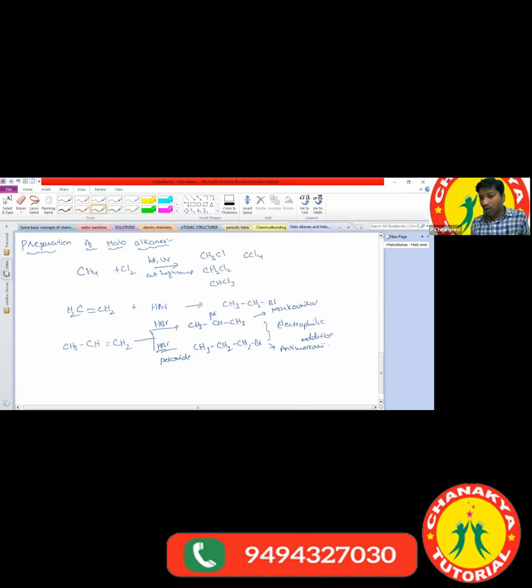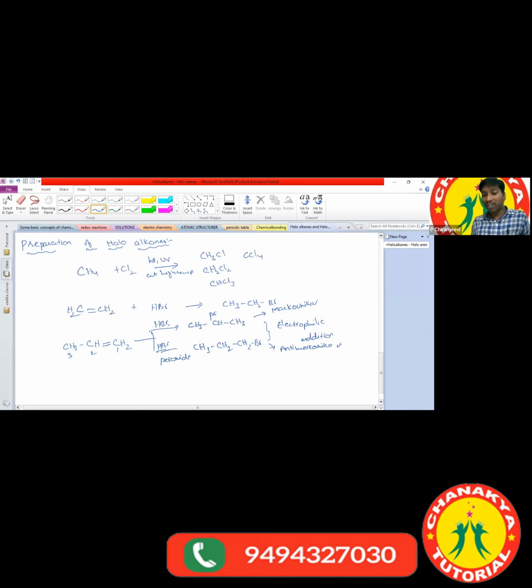Anti-Markovnikov rule. So what does the Markovnikov rule mean here? According to the Markovnikov rule, in an unsymmetrical alkene, the negative ion is attached to the carbon which has fewer hydrogens. Now, 1, 2, 3 carbon atoms are there. Wherever the carbon-carbon double bond is, that we call an alkene. The first carbon and second carbon form the alkene. In that one, which carbon atom has fewer hydrogens? The second carbon atom. So that's why bromine is going to be attached to the second carbon atom.